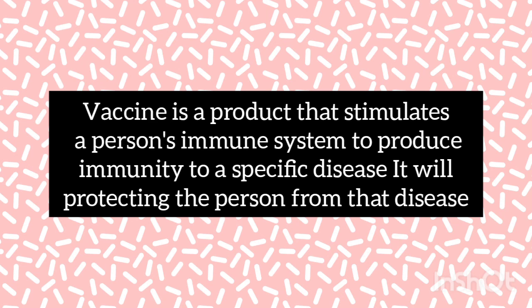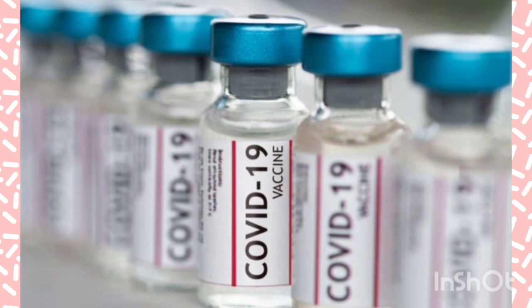A vaccine is a product that stimulates a person's immune system to produce immunity to a specific disease. It will protect the person from that disease. For Spanish flu, there are no vaccines, but for COVID-19, we have a lot of vaccines that can be taken by every human.